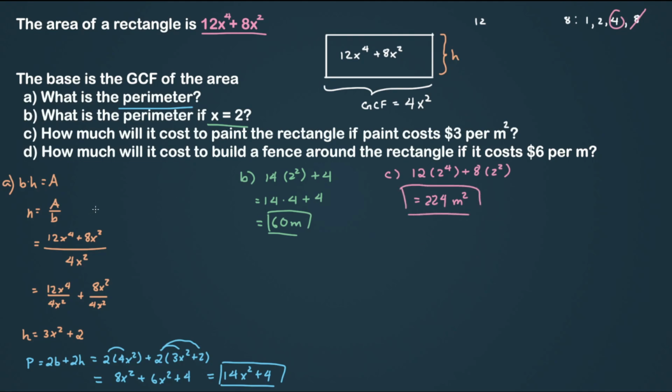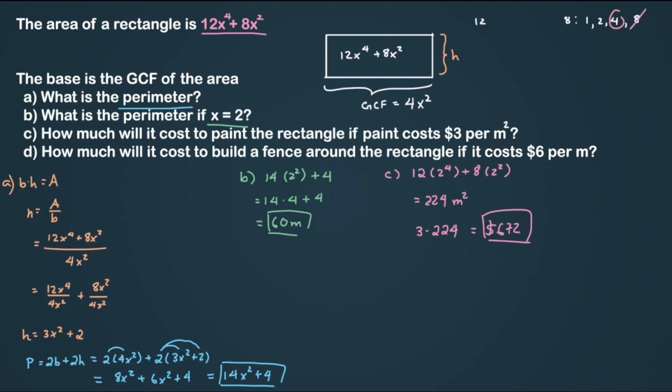That's not your final answer though, because the question is asking how much will it cost to paint the rectangle if paint costs $3 per meter squared. And this is the area, so we just have to take 3, which is the cost per meter squared, and multiply it by the amount of meters squared we have, right? So 3 times 224 is $672. Now this is the answer for C, okay?